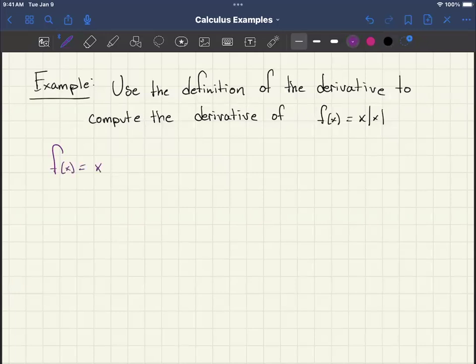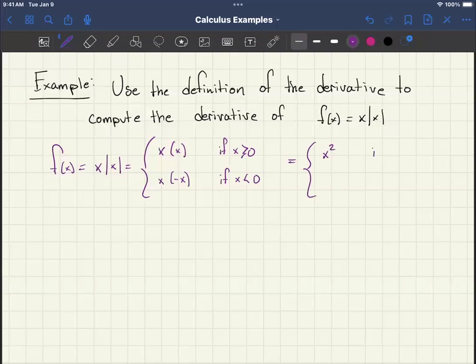So we have x times the absolute value of x, and we know that the absolute value of x is a piecewise function. That means that if x is bigger than or equal to 0, it's positive, and if x is less than 0, our outcome is negative. So another way of writing this out, I'm going to do it twice here, x times x, so we get x squared if x is bigger than or equal to 0, and negative x squared if x is less than 0. All right, so we know that this is what our function looks like.